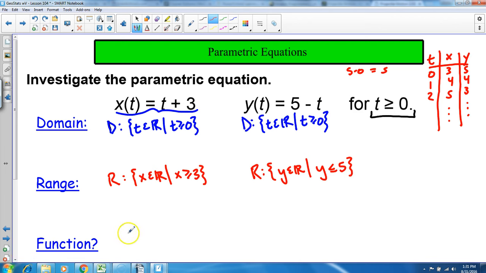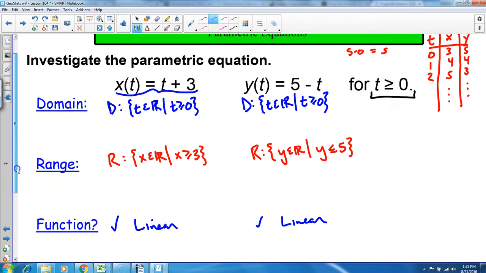Alright, so from here, first question, is this a function? Well, hopefully we all recognize, yeah, this is a linear function. So that one checks out, it's linear. Same thing over here. This is a function. This is a linear function in particular.